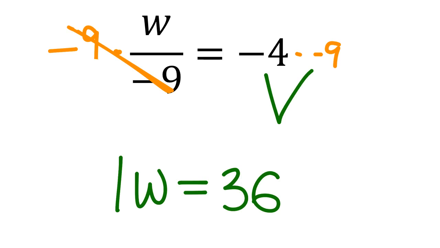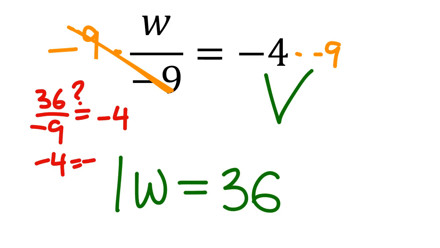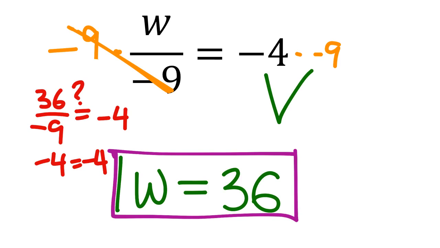So let's just go back and check, right? We got 36 divided by negative 9. Does that equal negative 4? And yes, it does. 36 divided by negative 9 would make that a negative 4. That's true. Negative 4 does equal negative 4. So that completes that one. Again, you don't have to show the 1 there. But if you want to, that's fine too.